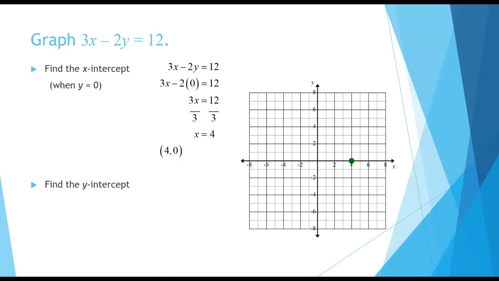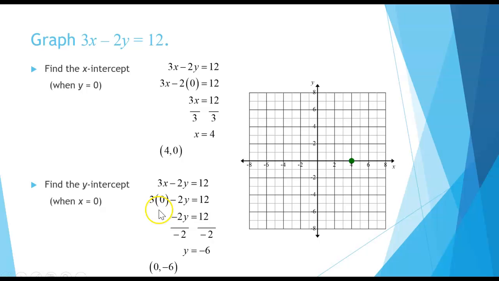The next thing we're going to do is find the y-intercept. So again, the y-intercept this time is when x is 0. And what I'm going to do is substitute 0 for x. So again, 3 times 0 is 0. We don't usually write the 0. So when we simplify, that's just going to be negative 2y equals 12. After we divide both sides by negative 2, we get that y equals negative 6.